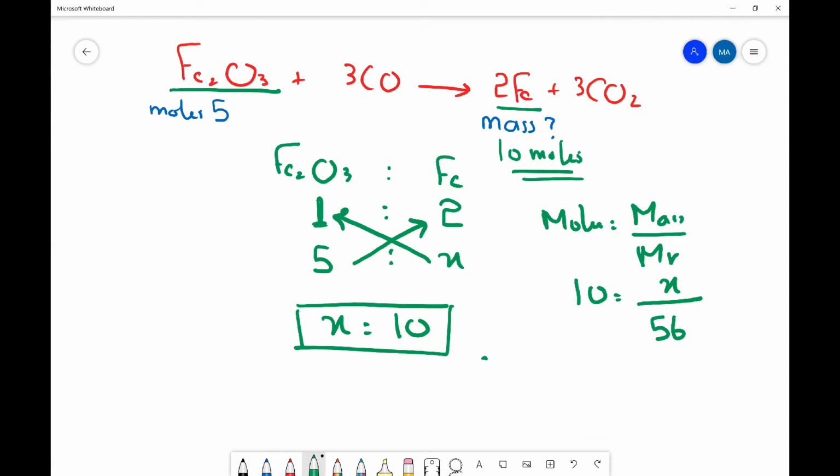It's 55.6. Okay, perfect. So we're going to use 56. Okay. 56 times 10 is 560. So 560 grams is the answer. Simply cross multiplication. We're done.